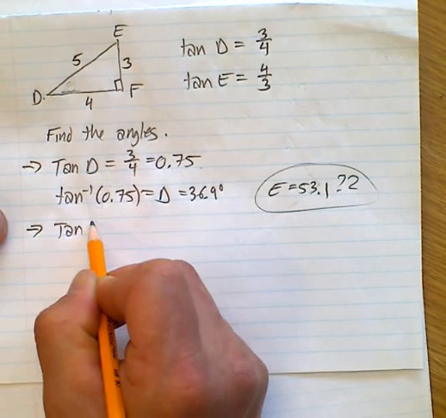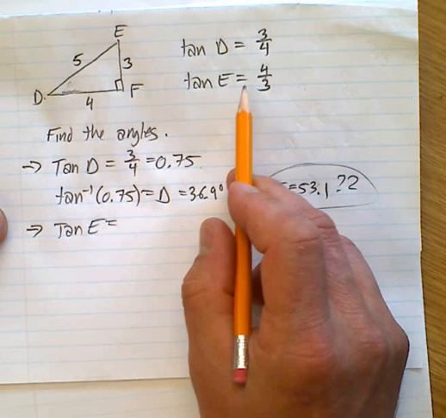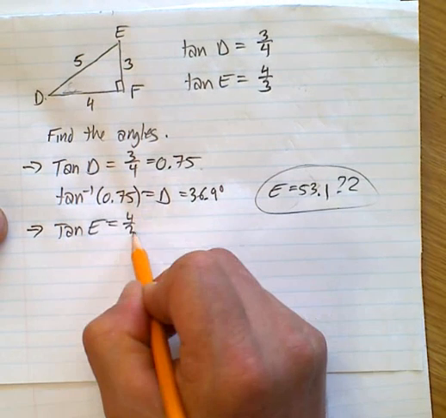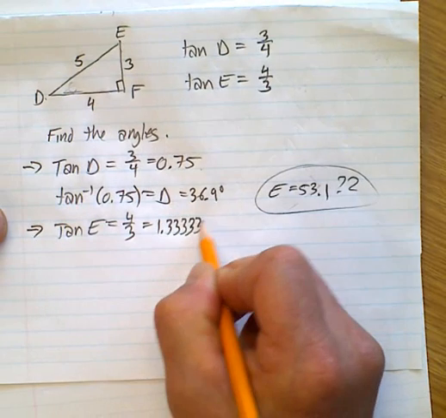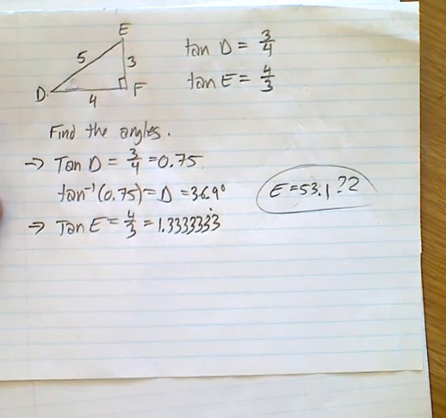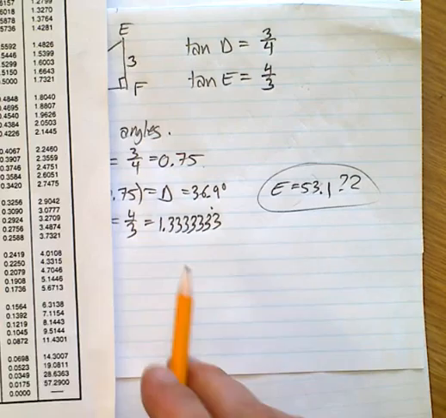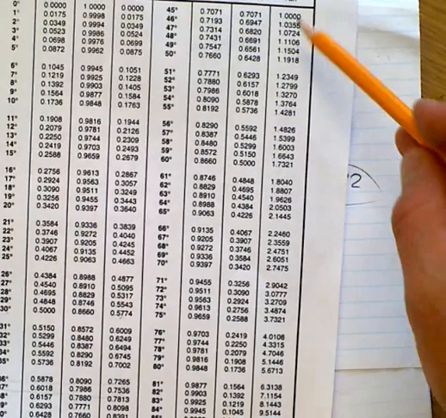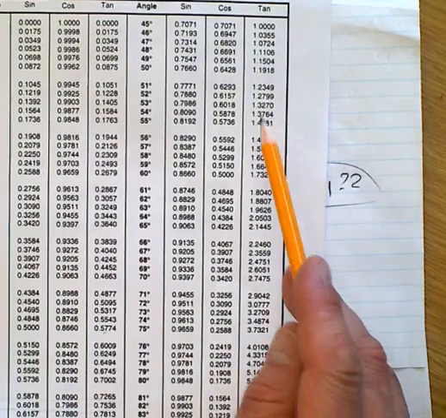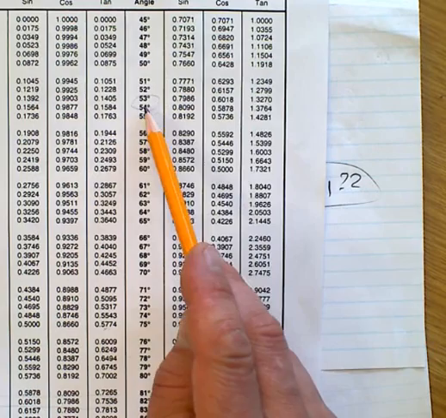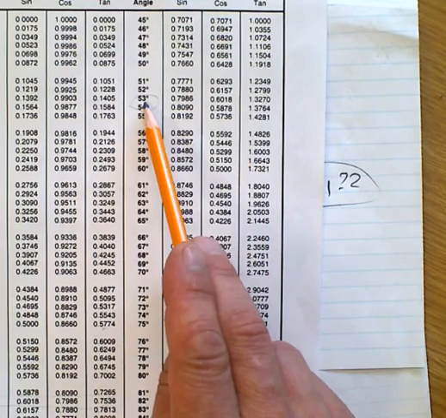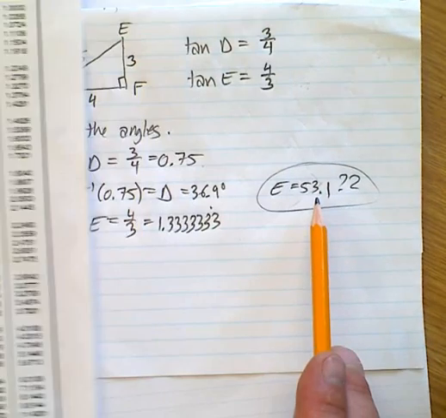Tan E is equal to, well, we got it up here, it's equal to 4/3. When you do a decimal, that's going to be 1.333333 repeating. Okay, now let's look on here. Oops, wrong sheet. Let's look on here and see if we can find 1.33333. It looks like it's somewhere between these two numbers, close to this one, 53, so just above 53. That's pretty much what we have.